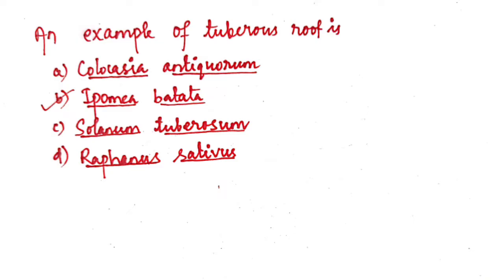The correct answer of this question is Ipomoea batatas. The tuberous root, which is a modified adventitious root, helps in storing of food. So, the example is Ipomoea batatas.